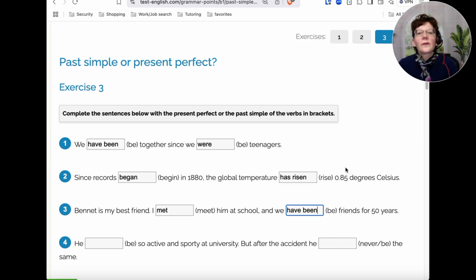Well, great job on these exercises. I know sometimes it's confusing on when to use past simple or present perfect, but hopefully all of this practice should have helped. Thanks for listening.